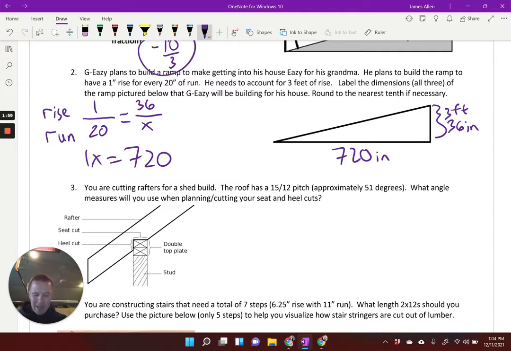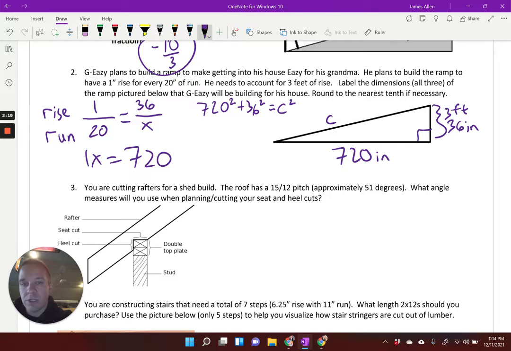Why am I busting out my calculator? What am I about to do? How about a little bit of Pythagorean theorem? I've got myself a right triangle right here, right? So 720 squared plus 36 squared equals C squared. This being C right here, my hypotenuse. So I'm going to do that in the calculator. 720 squared plus 36 squared.